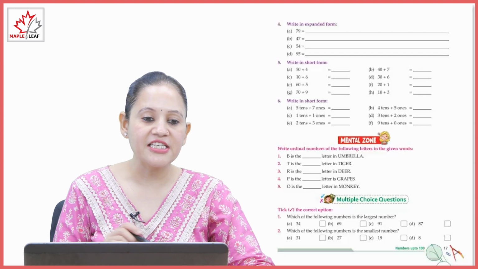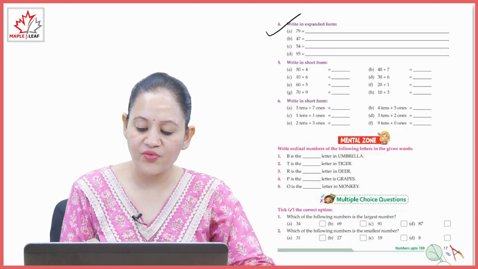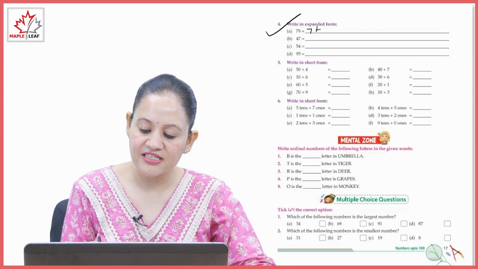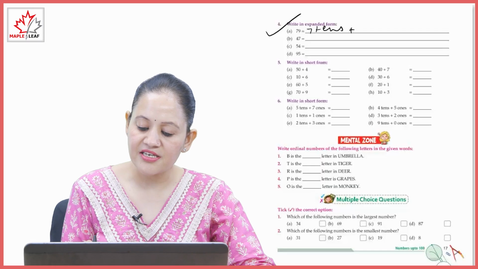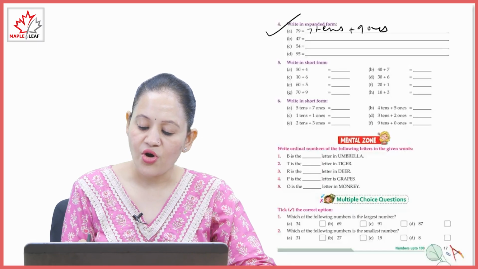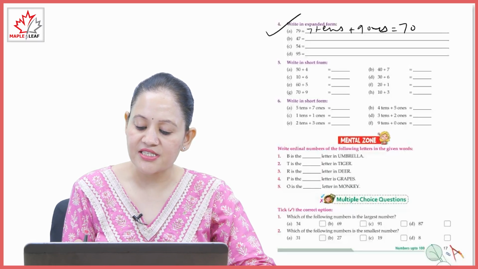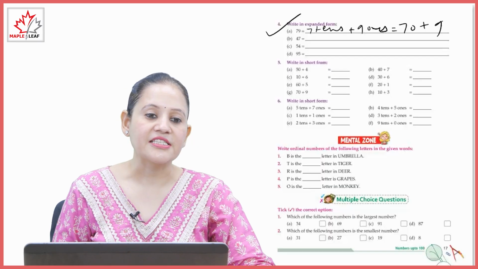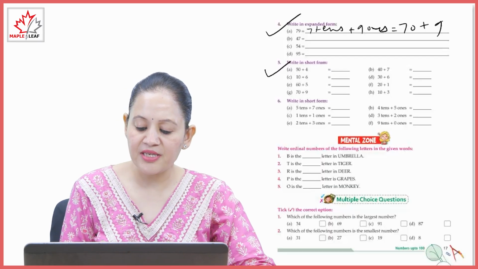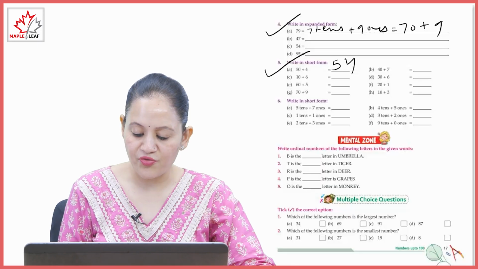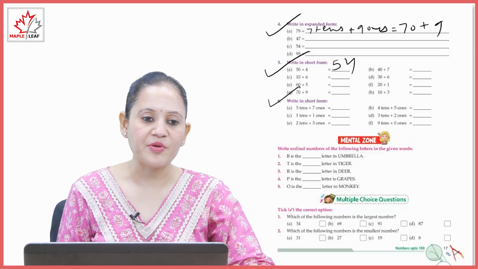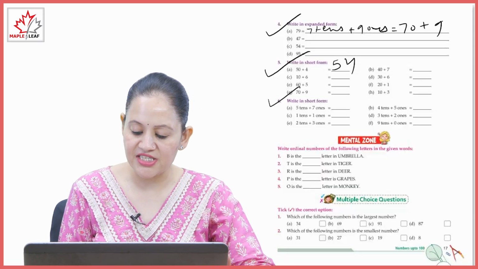Next is write in expanded form 79. So we can write 7 tens plus 9 ones, or we can write 70 plus 9. Next, write in short form 50 plus 4, that is 54. Next, write in short form 5 tens plus 7 ones. 5 tens means 50 plus 7, 57.